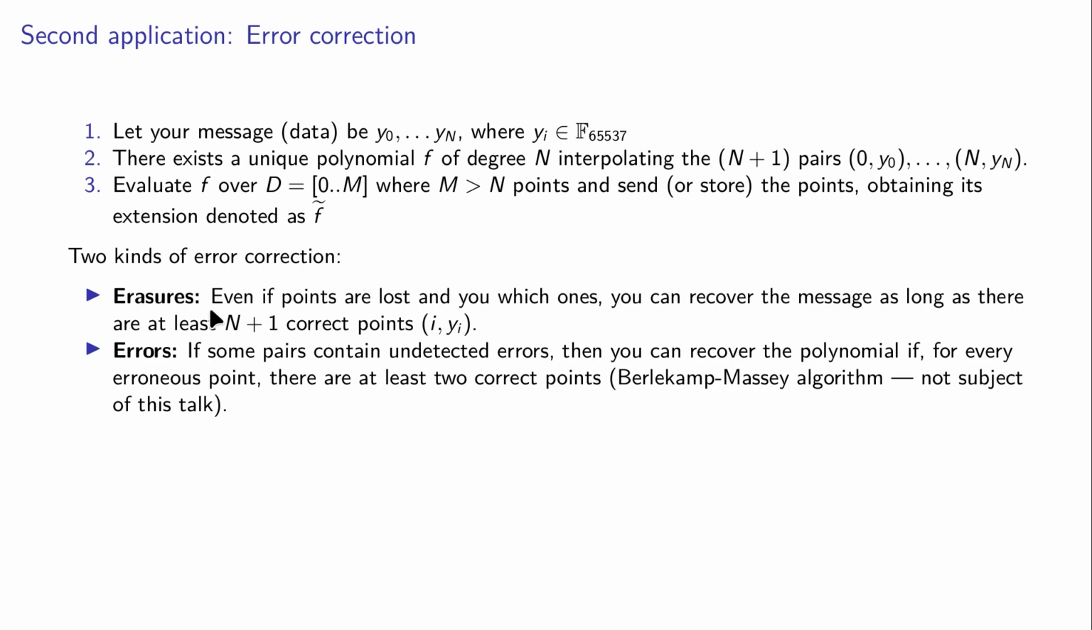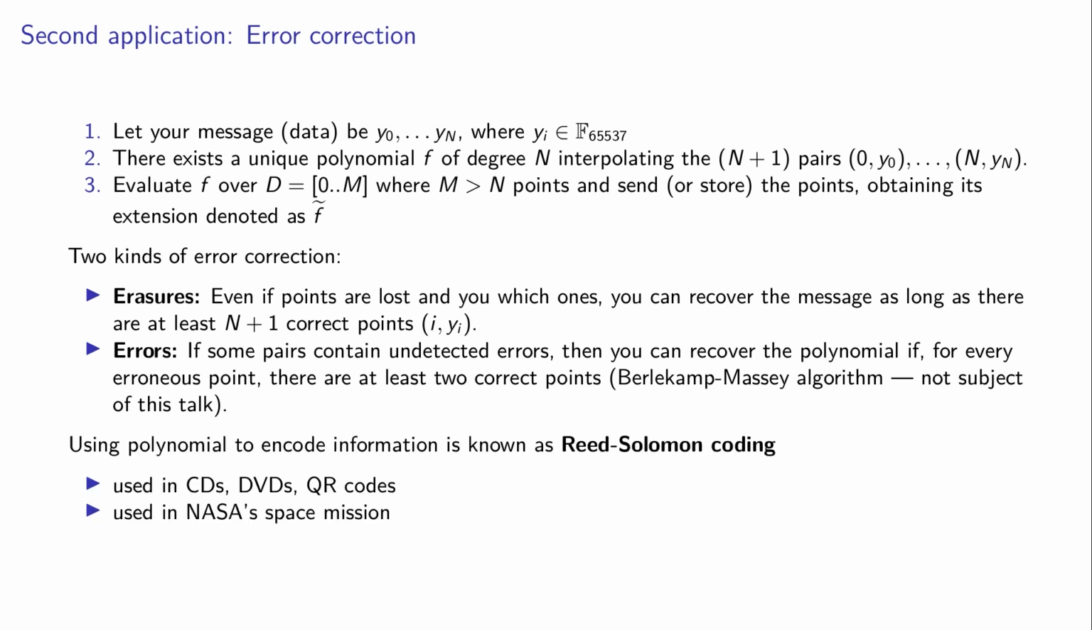Actually, there are 2 kinds of error corrections. The one that I explained to you is called erasures. There's actually an even more sophisticated error correction. If you do not know where the error is, you can have errors, but you do not know where. In that case, you can also correct the error, but then for every erroneous point, you will need at least 2 correct points. So this is known as the Berlekamp-Massey algorithm, but otherwise not the subject of this talk. So this whole scheme is known as Reed-Solomon coding. So using polynomials to encode information is known as Reed-Solomon coding, which is used, for instance, in our CDs, our DVDs, in QR codes. It's also been used in the first NASA space missions.